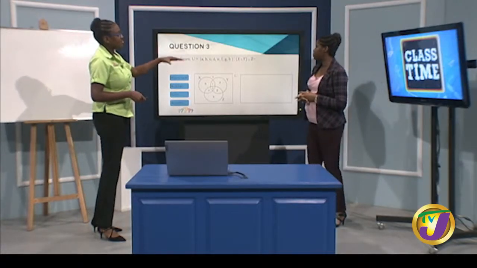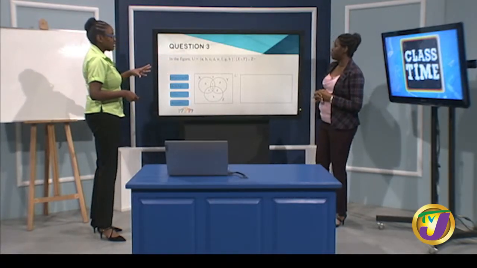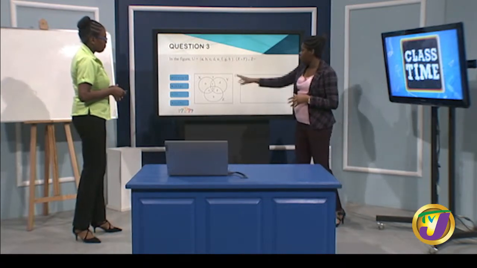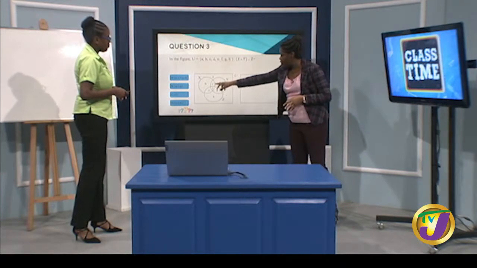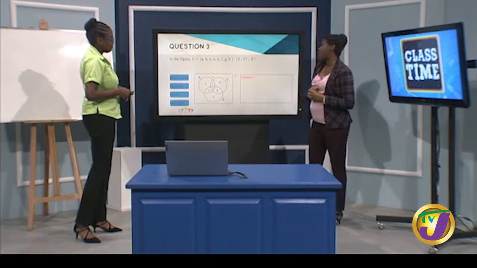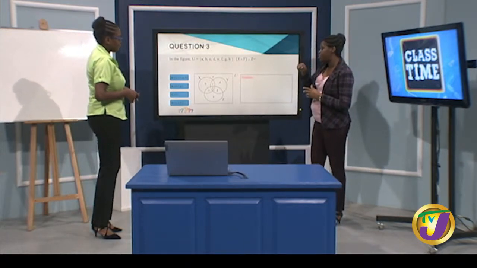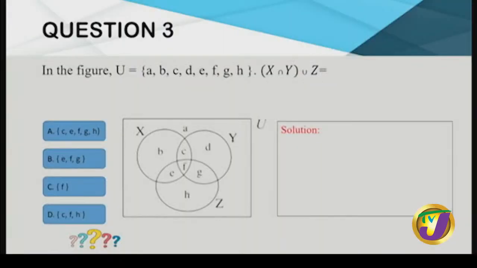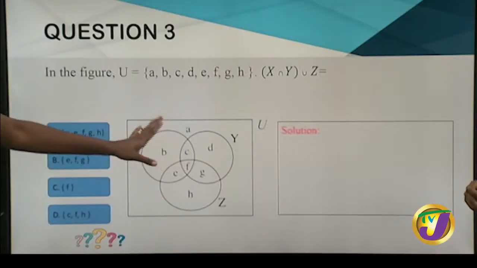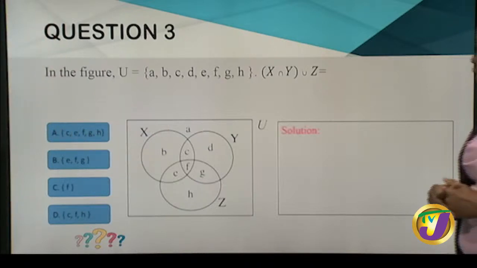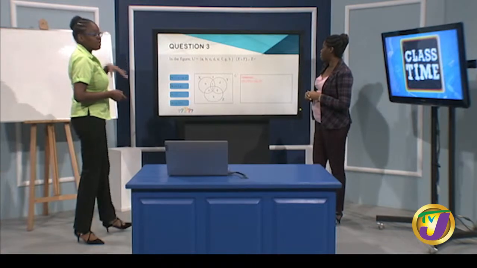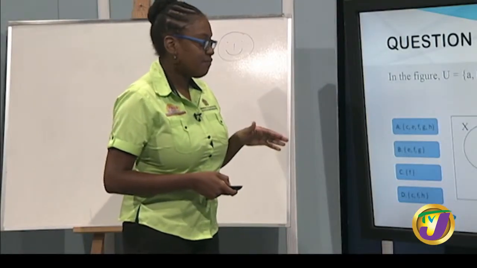So X intersect Y would be all the elements that are common to both set X and set Y. If we look at our diagram, this portion where C is would be the intersection for X and Y. And we need to also include F, because F is also in that overlap. Awesome. So there we have it. That section contains the elements C and F.